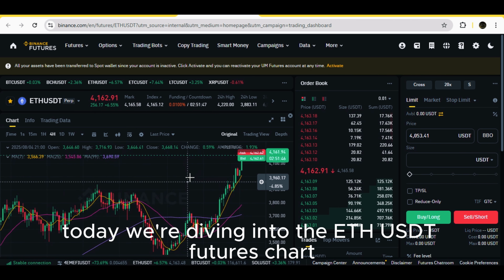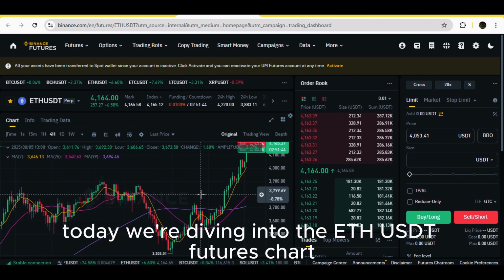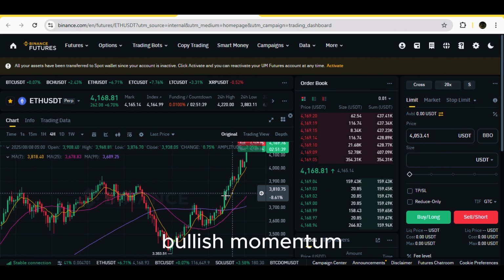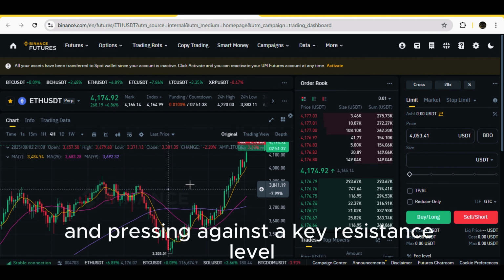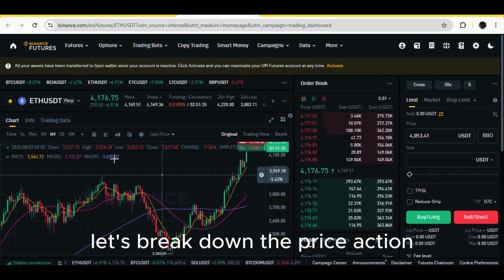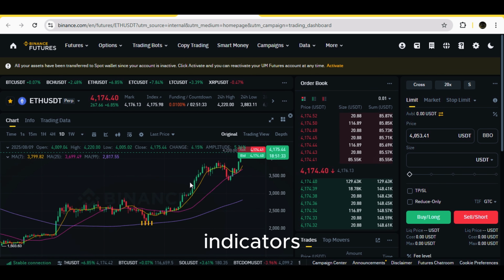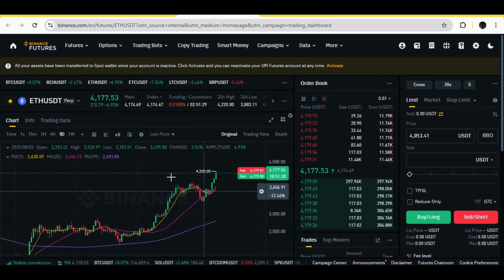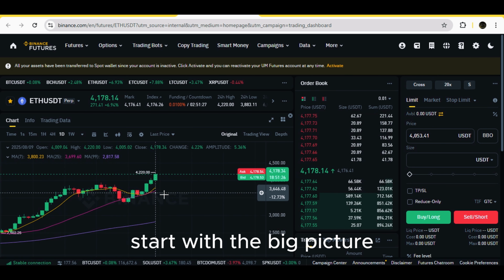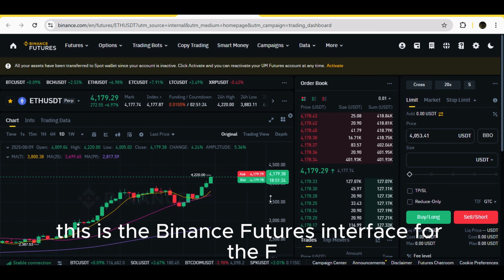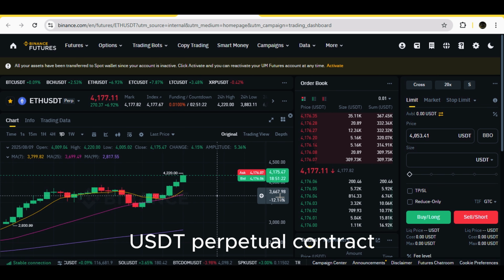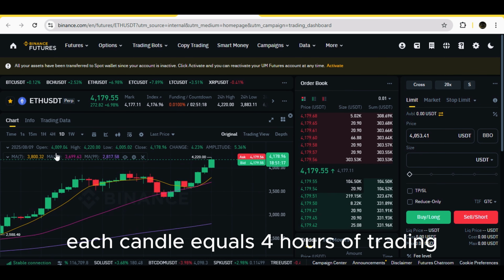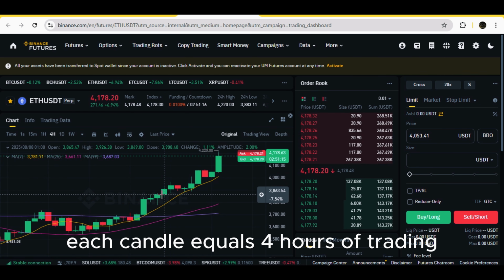Today, we're diving into the ETH USDT futures chart, where Ethereum is showing strong bullish momentum and pressing against a key resistance level. Let's break down the price action, indicators, and order flow to see where the next big move could be. Start with the big picture. This is the Binance Futures interface for the ETH USDT perpetual contract, and the chart is set to the 4-hour time frame. Each candle equals 4 hours of trading.